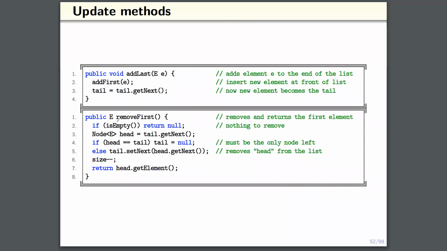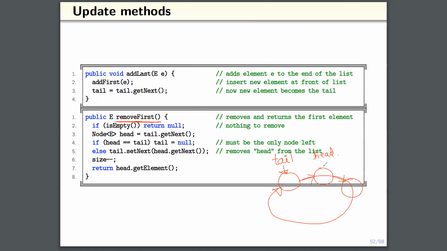Next, remove first. So what is the idea here? This is the tail node. You have the circular linked list. Suppose this is the head. And this is the second node, right? First node, this is the second.